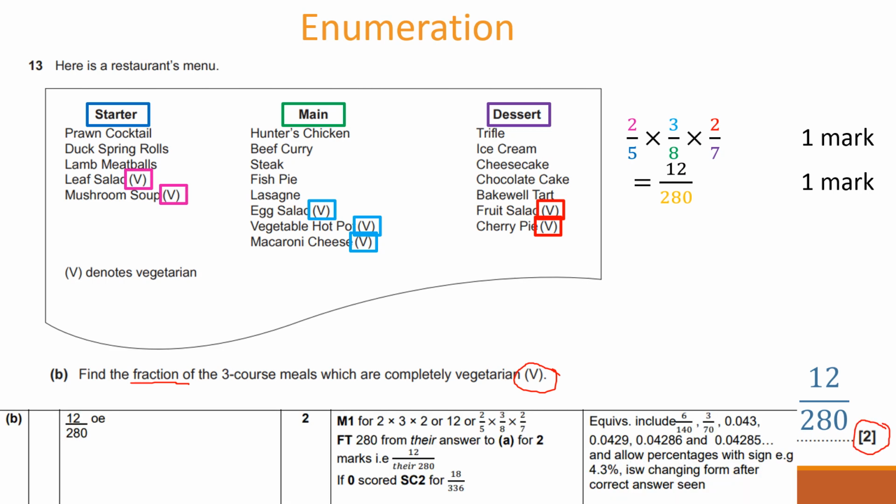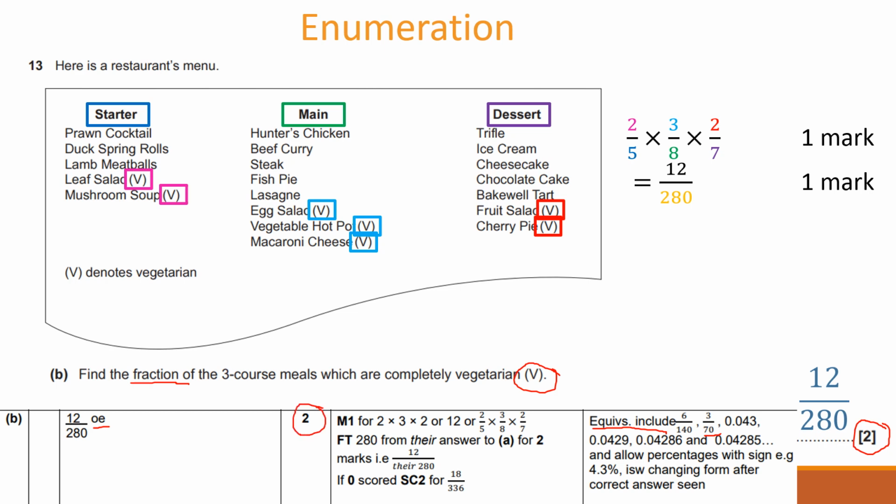Now the mark scheme is here and it has cancelled down the answer. So it says over here equivalence to include. So if you cancelled your fraction down to 6 over 140 or 3 over 70, which is the lowest form, which is a better answer, then you will get 2 marks. OE over here means or equivalent. So your answer is 12 over 280 or equivalent. So if you've cancelled it down to better, then that's great.